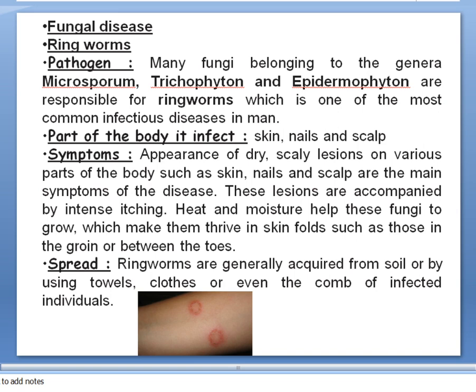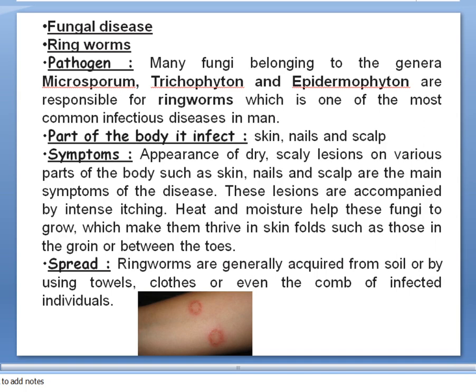Apart from this, if we share clothes, towels, or personal things like a comb or pencil, we also will get infected by this disease. What is ringworm disease? It is a fungal disease. What are the pathogens? Microsporum, Trichophyton, and Epidermophyton.